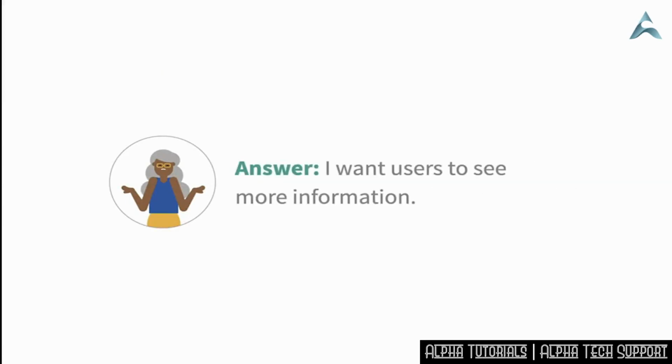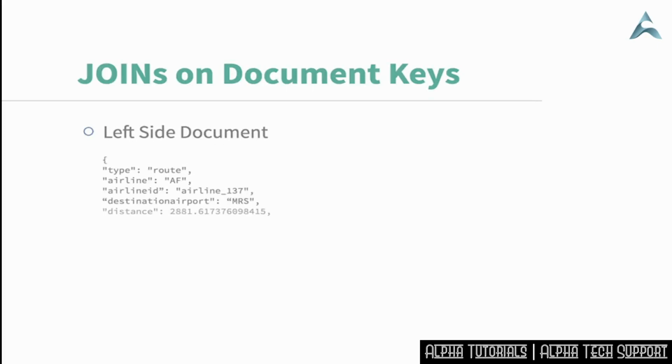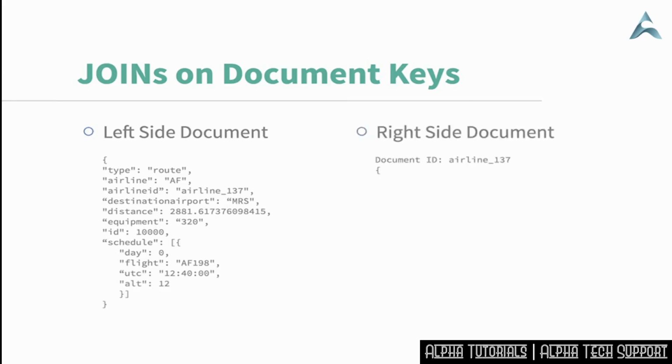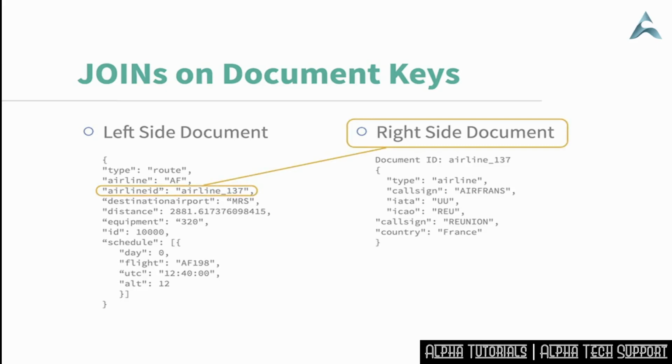In this example, I'd like users to see more information than what's in one document alone. Let's look at the documents and see what I mean. These two documents have many data points, but on the left, an airline code of airline_137 is probably not familiar to my users. So I'll join the right side document with the key airline_137 to give my users the airline name and other details they might need.